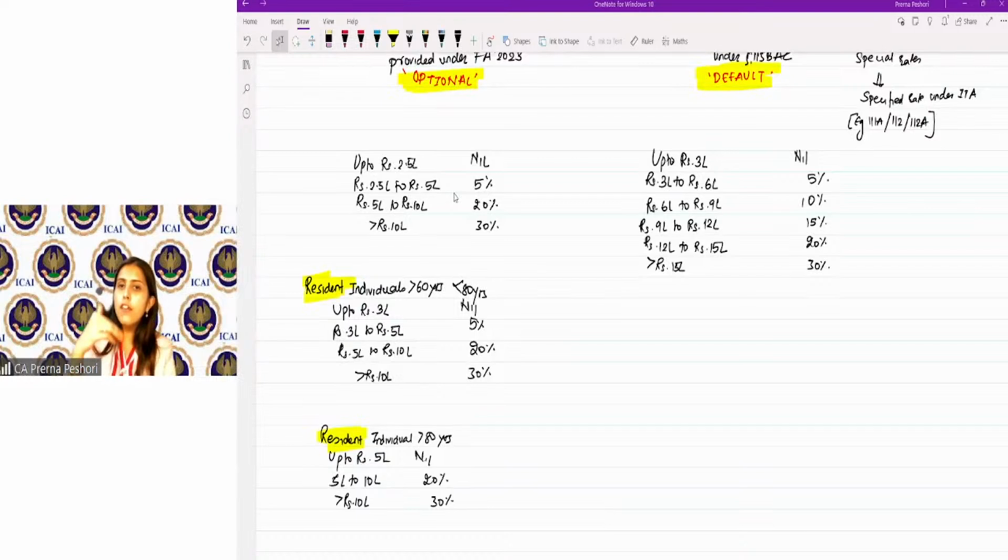So therefore, if a person's birthday is on 1st of April, he is going to be 60 years on 1st of April, but he would be treated as having completed 60 years by 31st of March and he would be eligible for the 3 lakh limit and likewise for the 80 years. Are we clear? Now again, moving on to the 115 BAC.